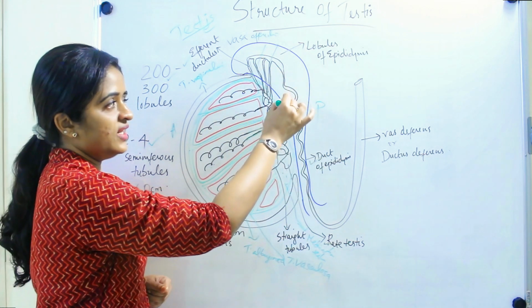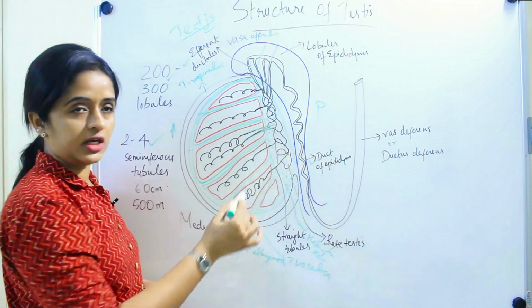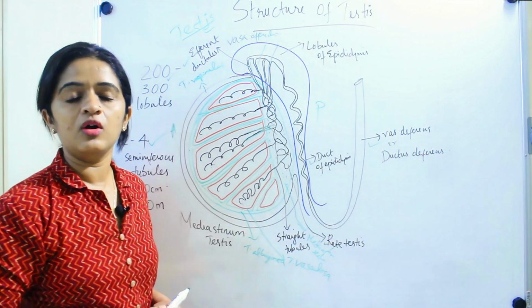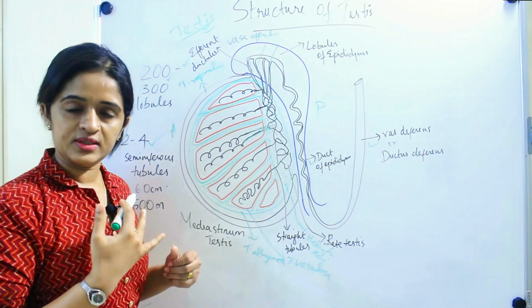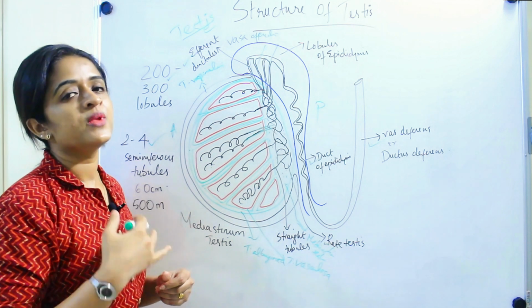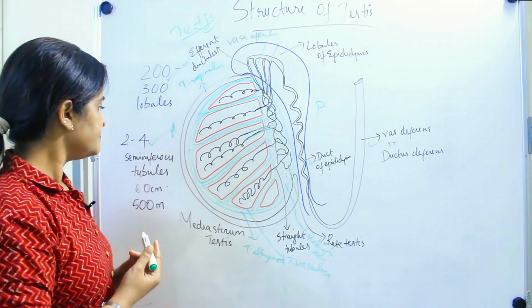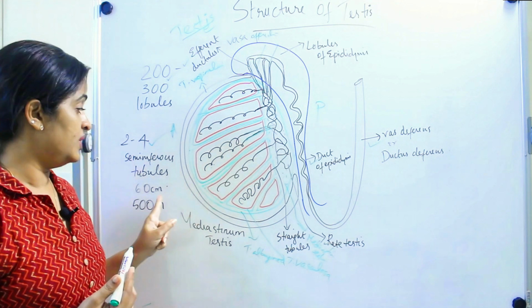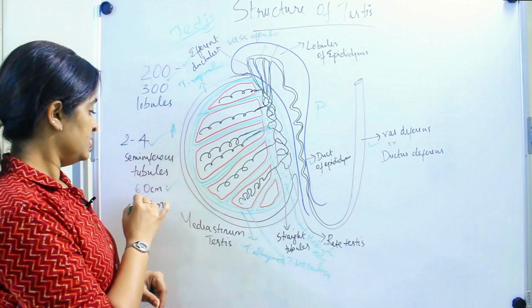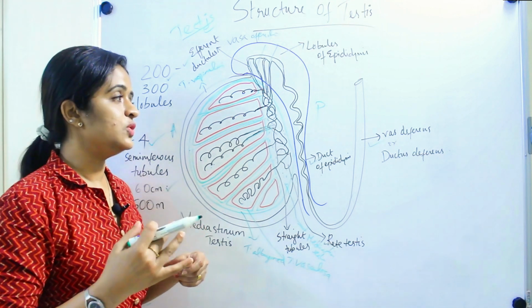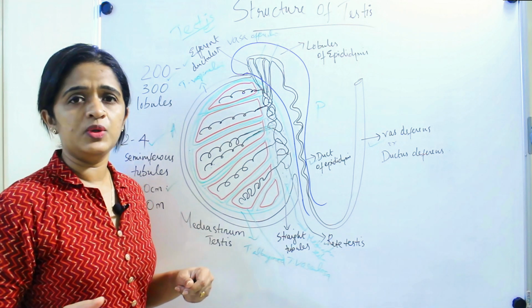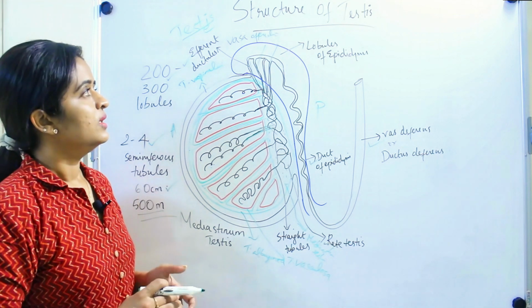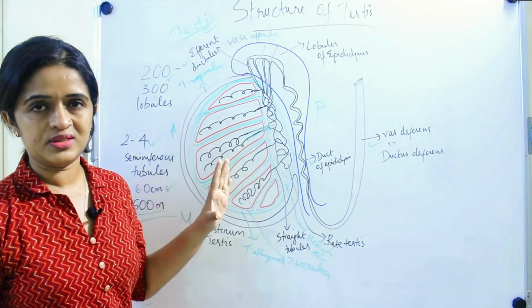So this duct, when it passes through the epididymis, you call it the duct of epididymis, and once it leaves the epididymis, it is known as vas deferens or ductus deferens. And this vas deferens will carry the sperm and finally it will get ejaculated. When we think about the length of the seminiferous tubule, each tubule is said to be 60 centimeters. If we try to straighten out the entire seminiferous tubules, it is said that the length will be about 500 meters. So this is about the structure of testis in a nutshell.